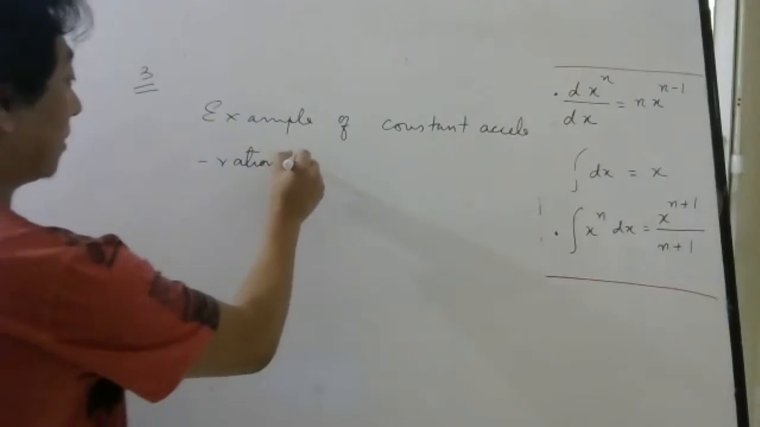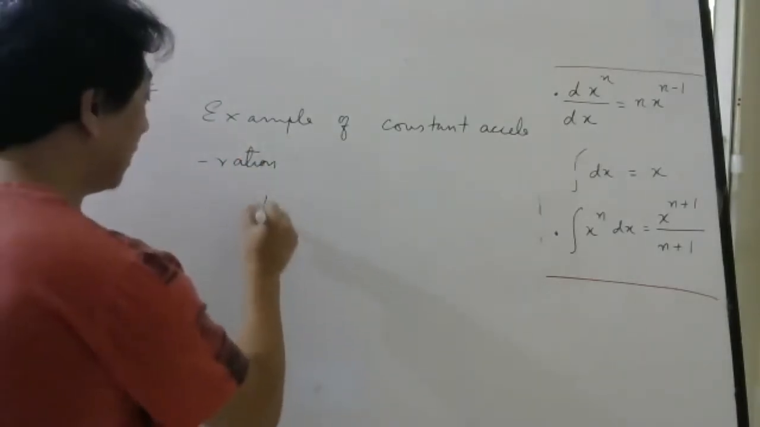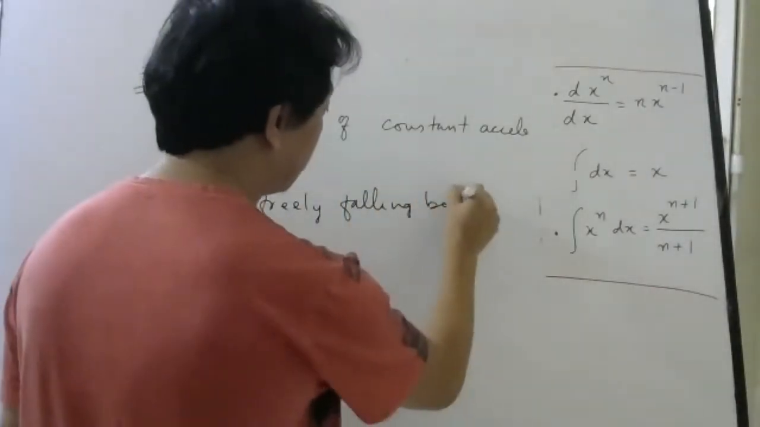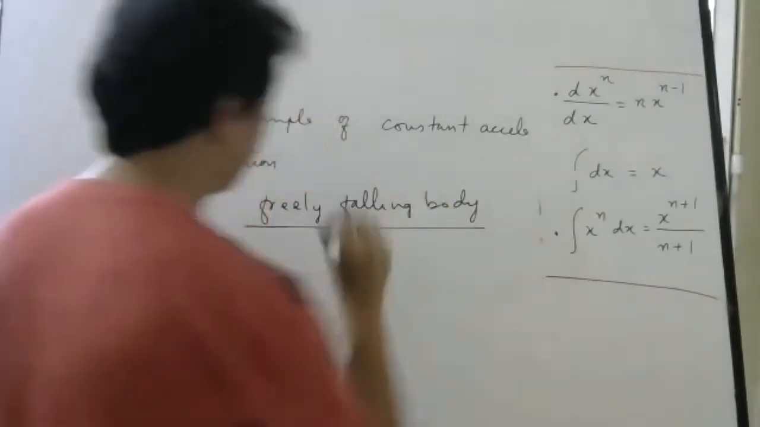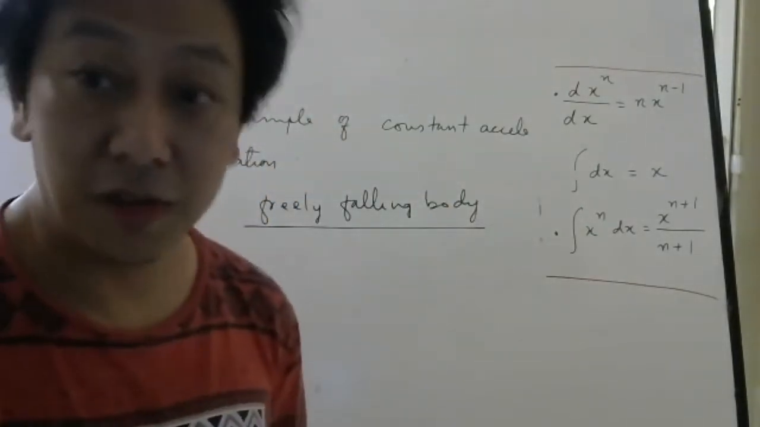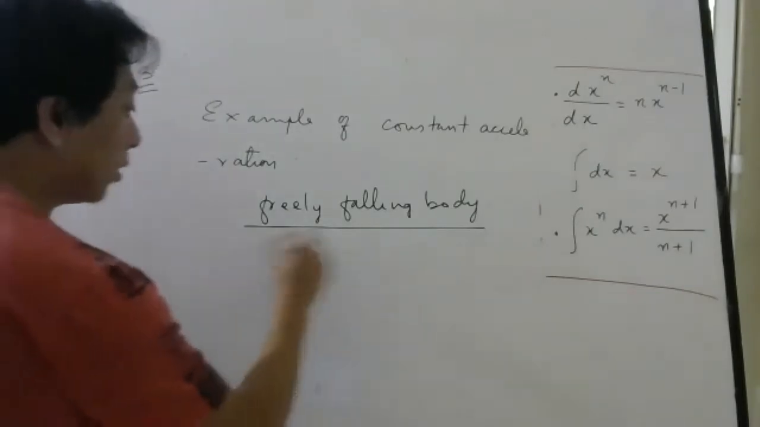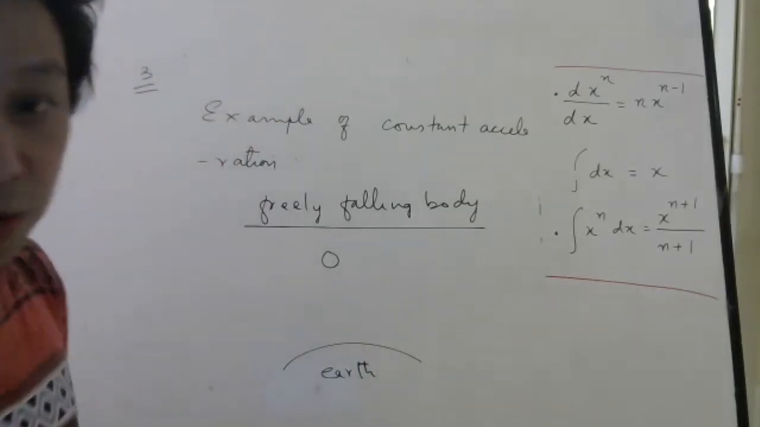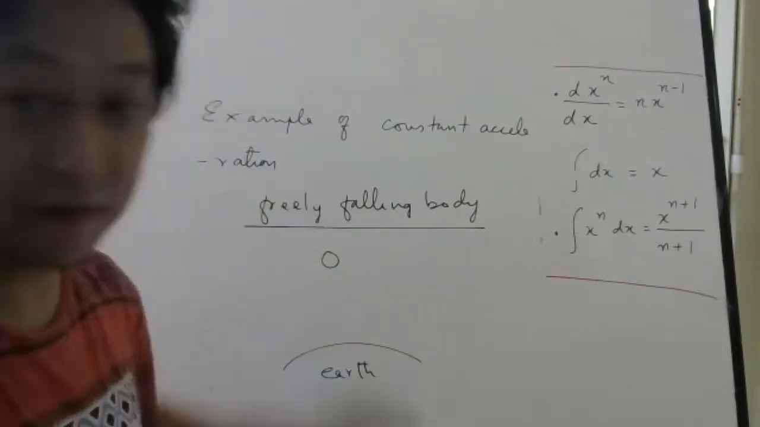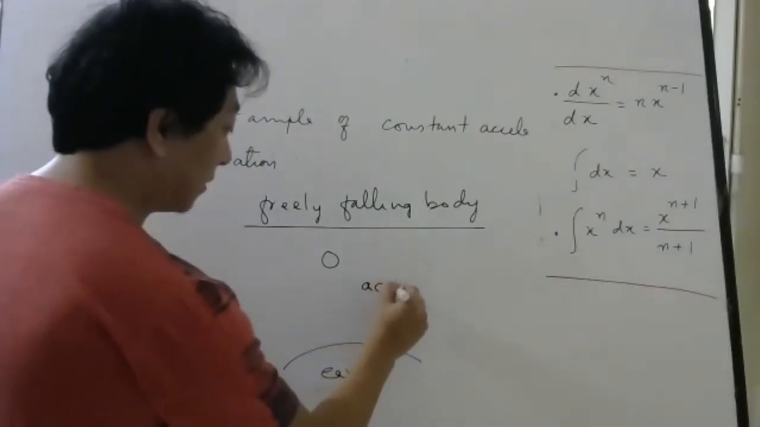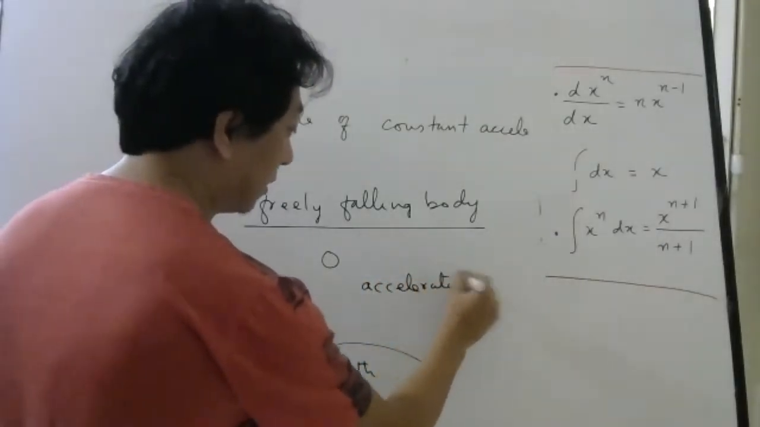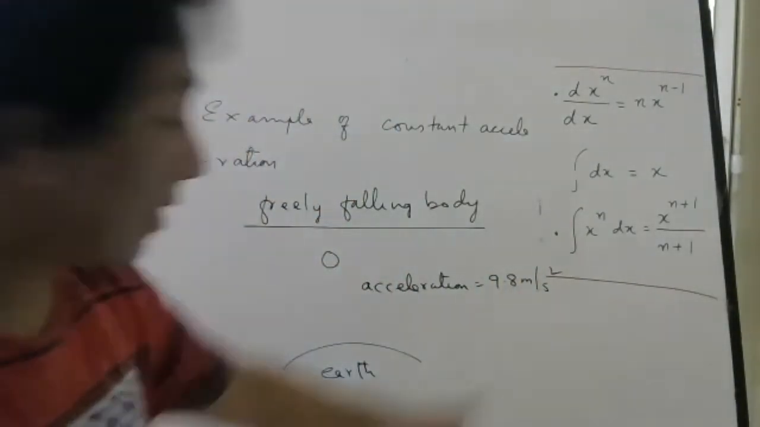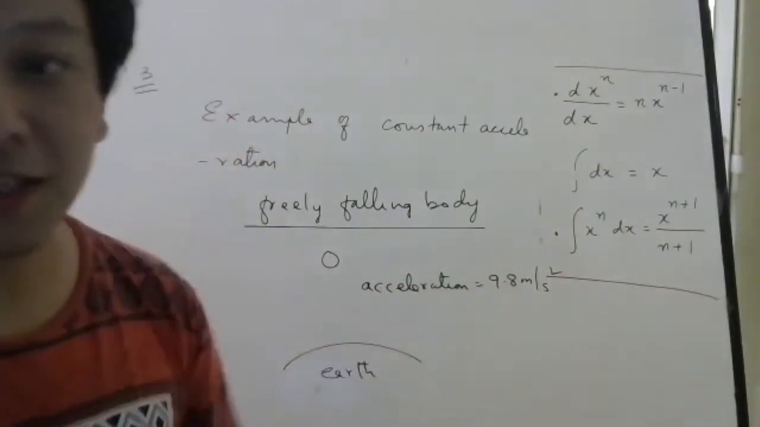Now you have to give an example they are saying. So the best example is a freely falling body. This is the example of constant acceleration, freely falling body. When a body falls freely under the force of gravity, that time the acceleration is 9.8 meter per second square. Since it is a number, it is a constant. It doesn't change with time.